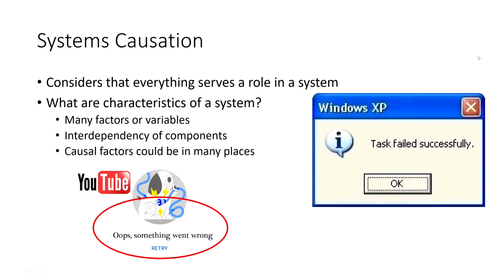So this leads to systems causation. So we want to consider that everything serves some role in a system. What are the characteristics of systems? They are variable and have many different factors. There's a lot of interdependency of components or correlation of different performances within them. And your causal factors can be present in many different places and can be contextual, adaptive, or dynamic.